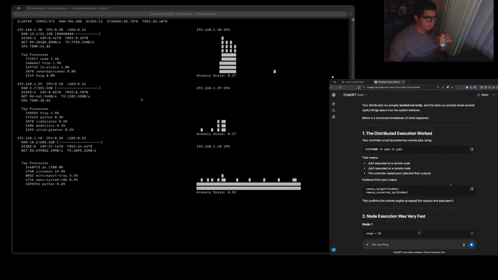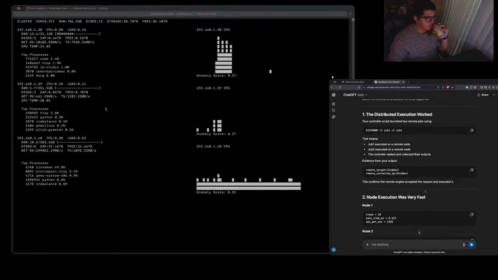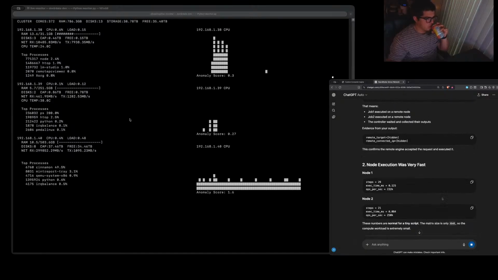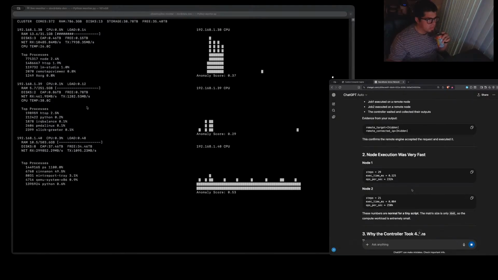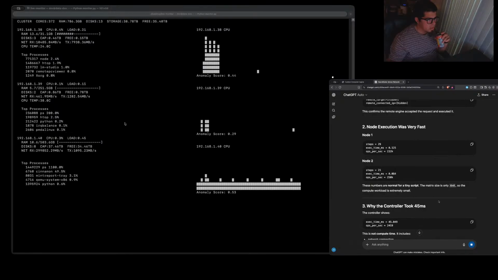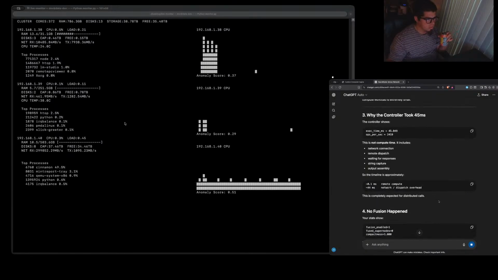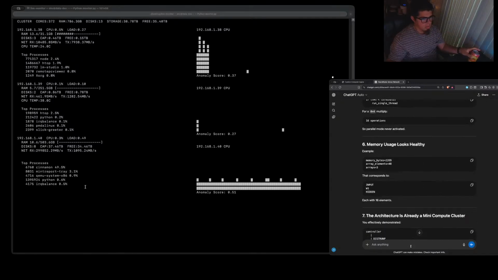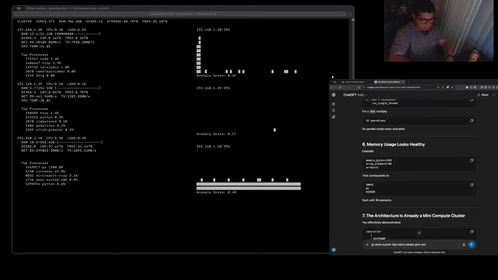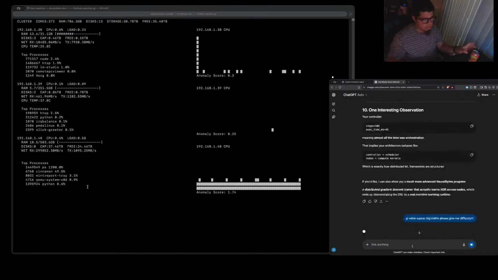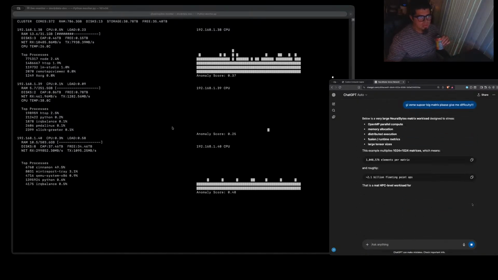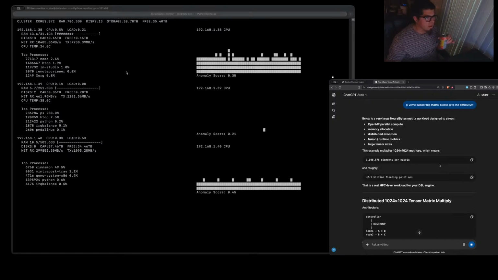Okay, what can you tell me? It confirms the remote just sent the request. I already saw it. Okay, 29 steps. It's only a 4x4. Oh my god. Give me a super big matrix, please. Give me difficulty. By the way, I talk to this thing sometimes. Okay, it wants to do 1024 by 1024. What do you think is going to happen to my thing? It's going to go crazy.